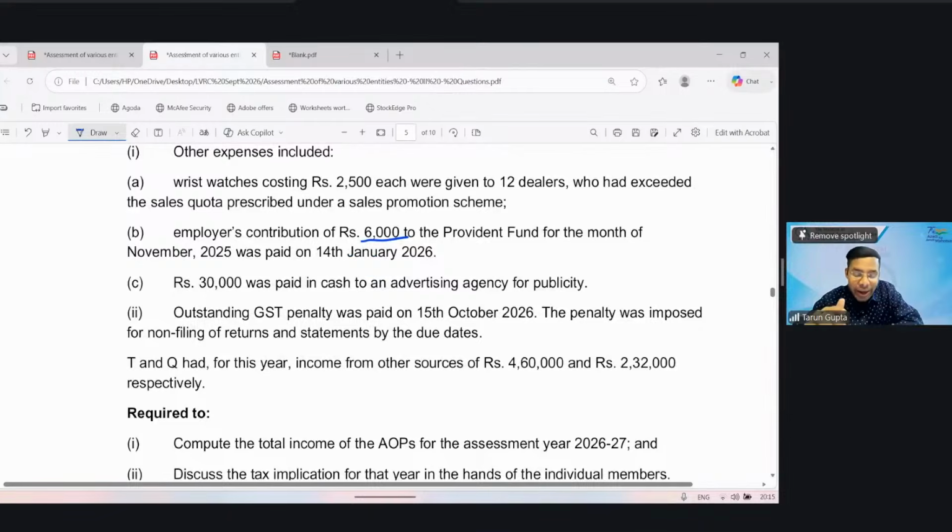Rupees 30,000 was paid in cash to an advertising agency for publicity. It is to be added back under section 40A(3) because it was paid in cash in excess of rupees 10,000, the prescribed limit.